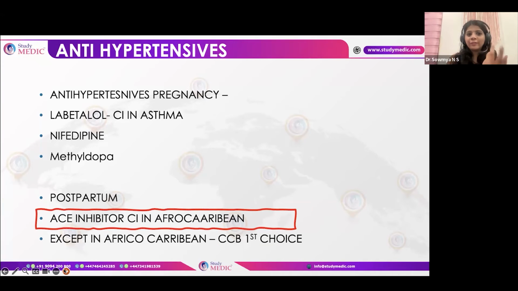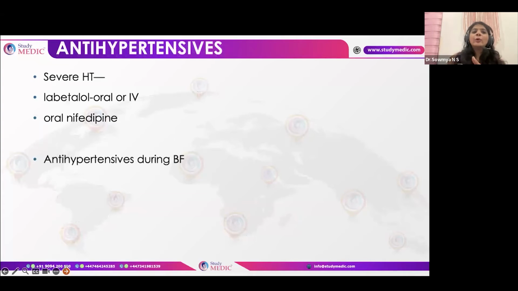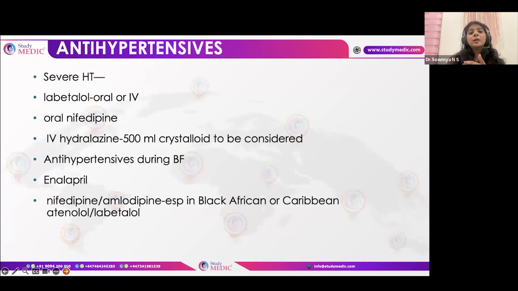Obviously, you need to know the definitions, which I haven't covered here. That's the basic, which you guys already know. And what to give when. So severe hypertension, labetalol, nifedipine, hydralazine you can give one after the other. During breastfeeding, ACE inhibitor is the best if she's not Afro-Caribbean, or you can go for nifedipine, amlodipine in those races.